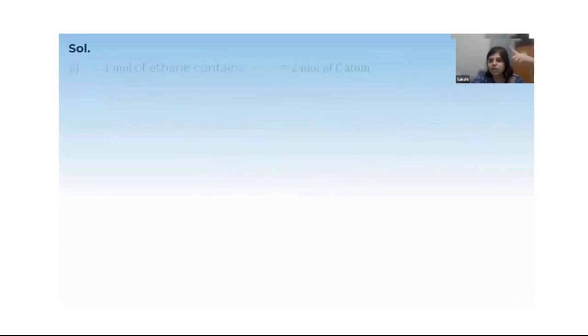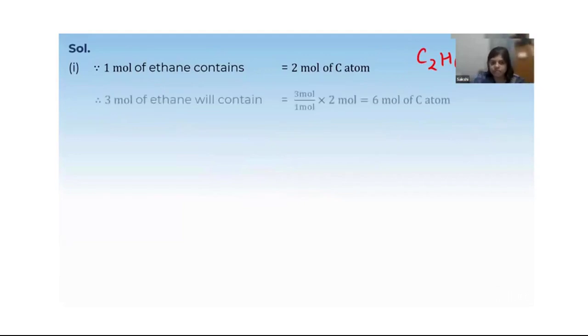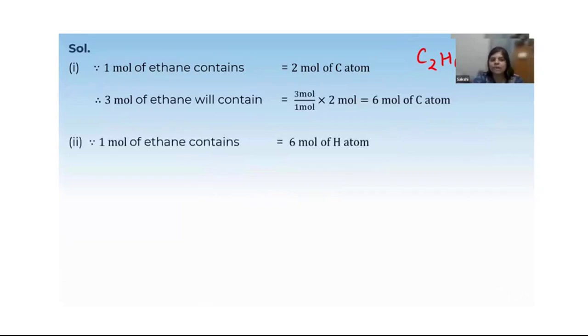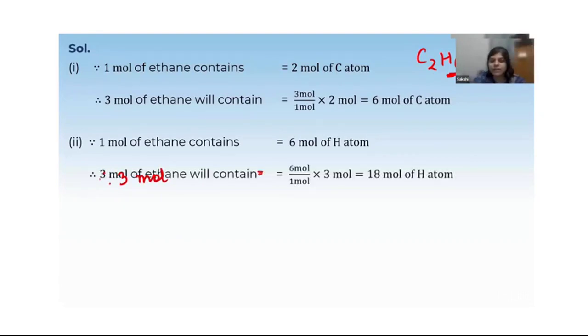So 1 mole contains, what is the formula? The formula is C2H6, okay? So 1 mole of ethane contains 2 moles of carbon atoms, right? So 3 moles will contain 6 moles. Next, 1 mole of ethane, we know that it contains 6 hydrogen. So 3 moles will contain 18 moles of hydrogen. Simple maths only we need to use here, right? So how did this calculation come up? It has come from cross multiplication, like 3 into 6, divided by 1, that is 18 moles of hydrogen atoms, right?